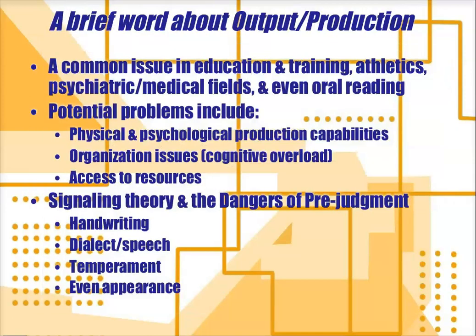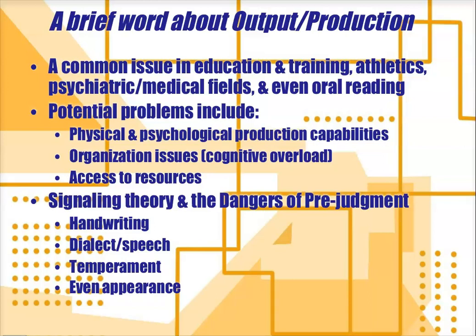So, an output problem is really a very common issue in education and training, in athletics, in psychiatric and medical fields, and even in oral reading. Potential problems that cause output problems are things like physical or psychological production capabilities or difficulties with capability. For example, you may be teaching a very young child to print, and they may process the information on what a B or a Q or an S is supposed to look like, but their hands don't have the fine motor control to do it very well yet. As a matter of fact, this is something that happens to a lot of boys because their fine motor control develops 6 months or so later than girls.